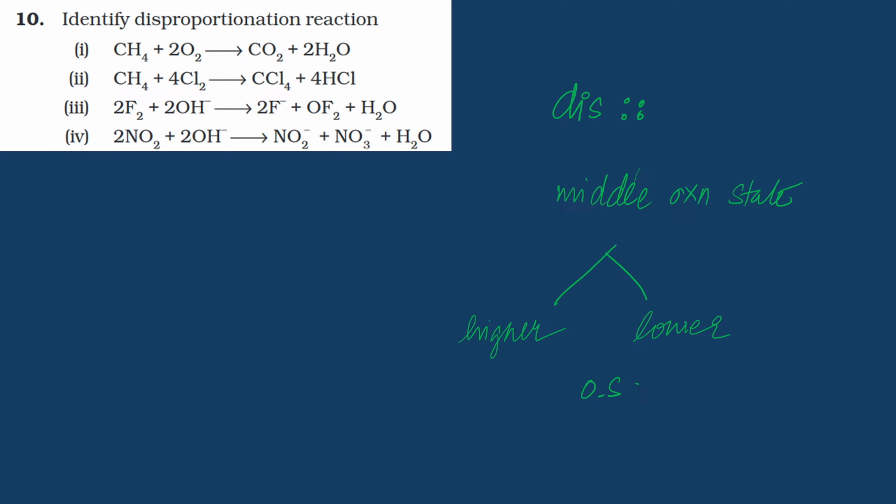So same element gives you one higher, one lower, which means point number one, it must be able to exhibit 3 oxidation states or more. All this is theory, but let's revise a bit. Now let's see what is here.